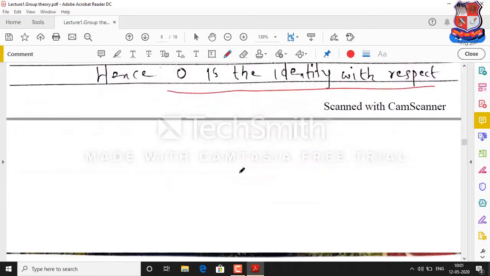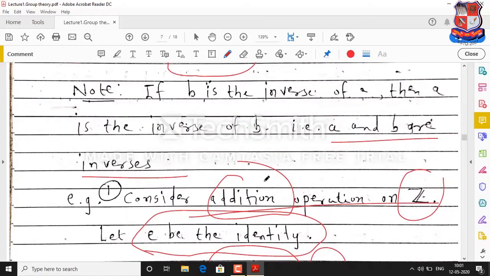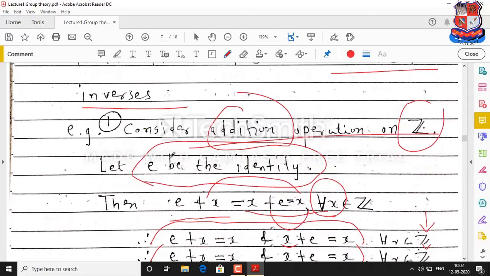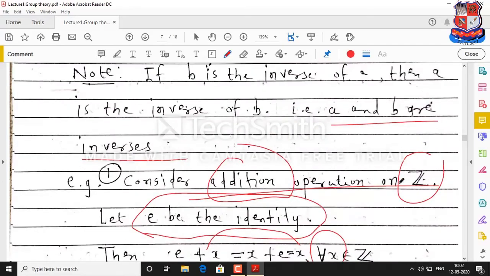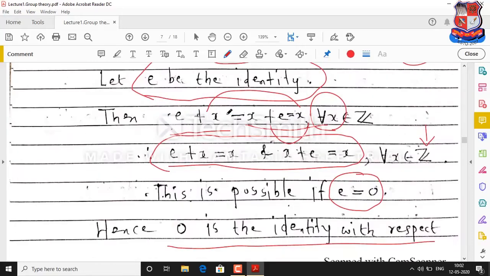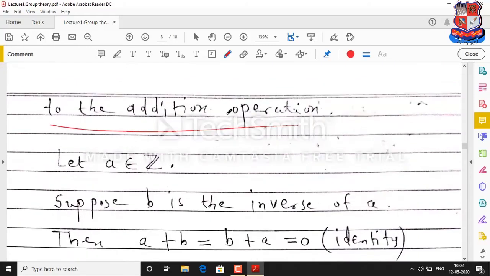Let us take an example. I consider the same set of integers with respect to addition, because now I know that this set has identity 0. Therefore we can talk about inverse element in this set of integers. So now we know that 0 is the identity of the set of integers with respect to addition operation. So we can talk about inverse of an element.